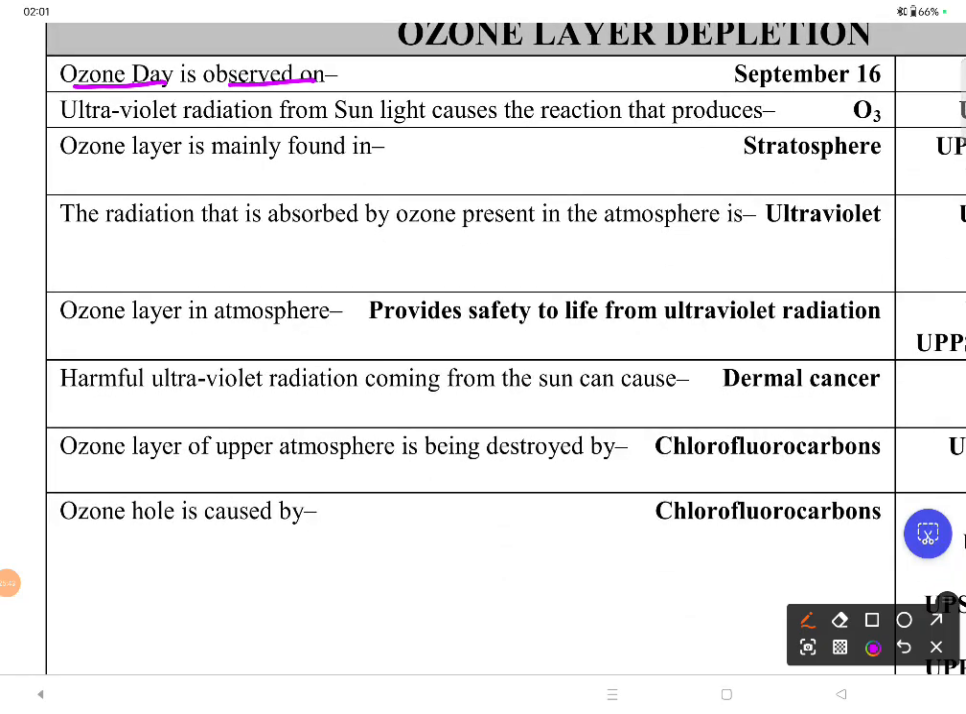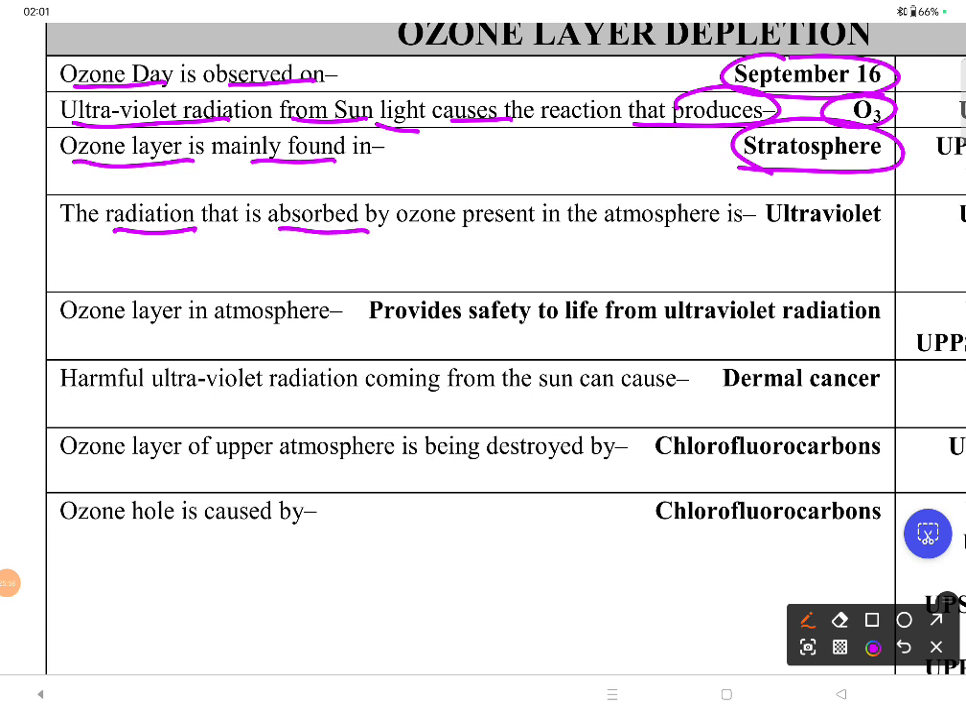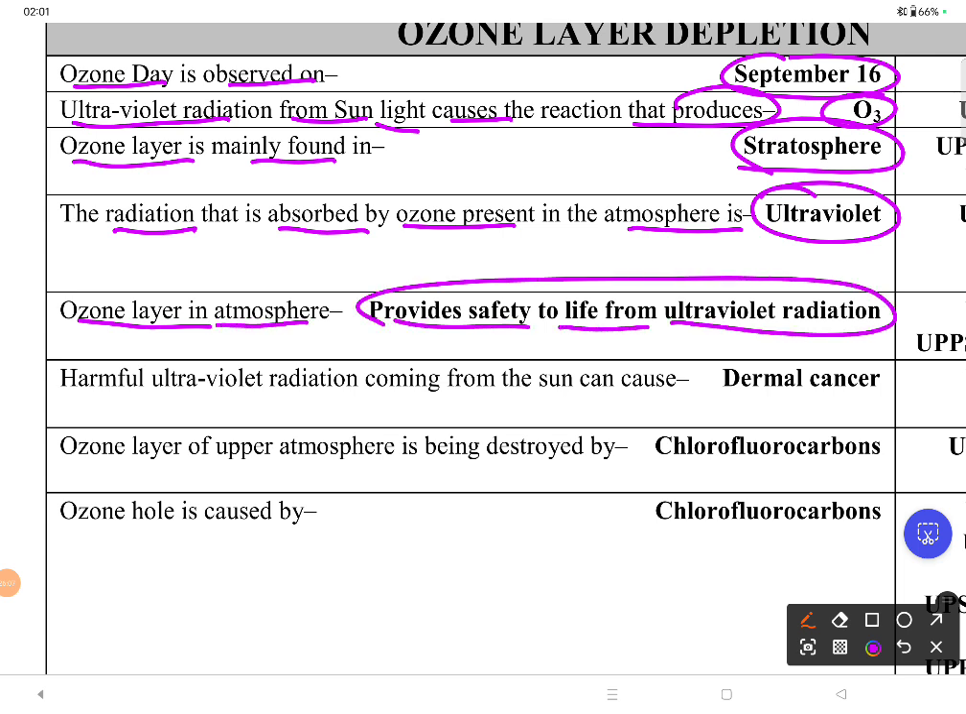Ozone Day is observed on September 16. Ultraviolet radiation from sunlight causes the reaction that produces O3. Ozone layer is mainly found in stratosphere. The radiation that is absorbed by ozone present in the atmosphere is ultraviolet. Ozone layer in atmosphere provides safety to life from ultraviolet radiations.